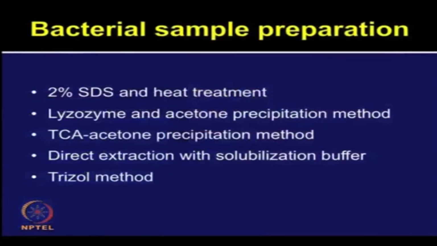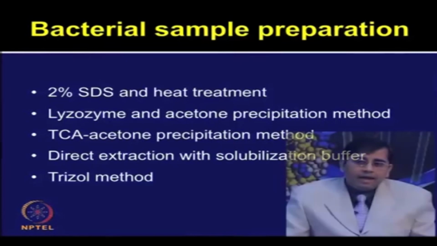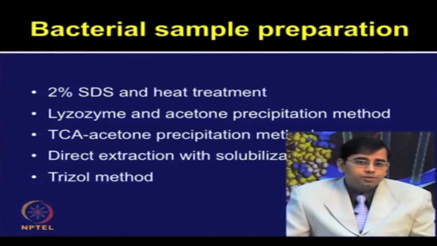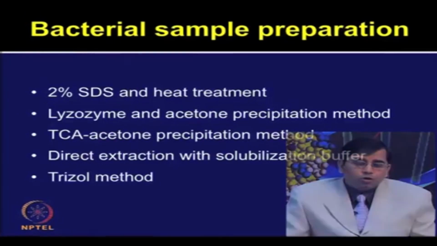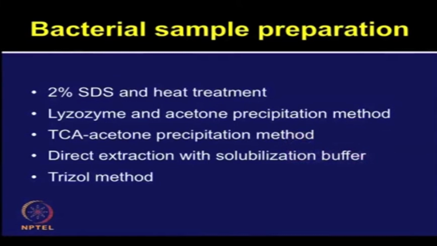So, 2% SDS and heat treatment has been applied for bacterial sample preparation. Similarly, lysozyme and acetone precipitation methods have been used. Trichloroacetic acid and acetone together have been effectively used for precipitation, and direct protein extraction and solubilization in the solubilization buffer has also been used. And then the Trizol method has been used for bacterial sample preparation. I will elaborate on the Trizol method.